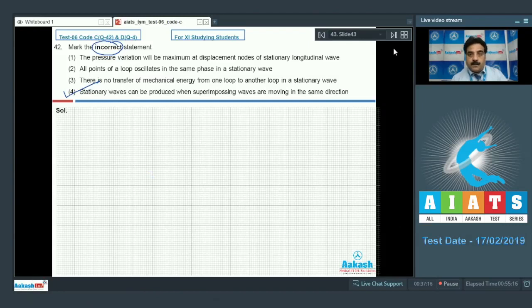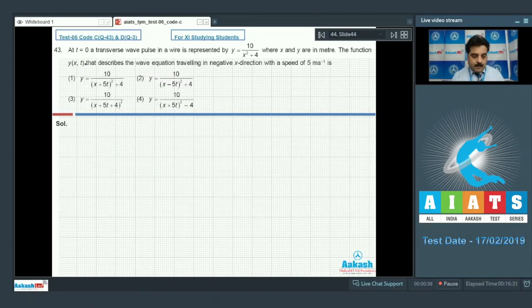So we'll move to question number 43. Question number 43. At time t equal to 0, a transverse wave pulse in a wire is represented by y is equal to 10 upon x square plus 4, where x and y are in meter. The function of position and time that describes the wave equation traveling in negative x direction with a speed of 5 meter per second. Before going to find the option, I would like to say the equation can be written as a function of position plus minus Vt, right?